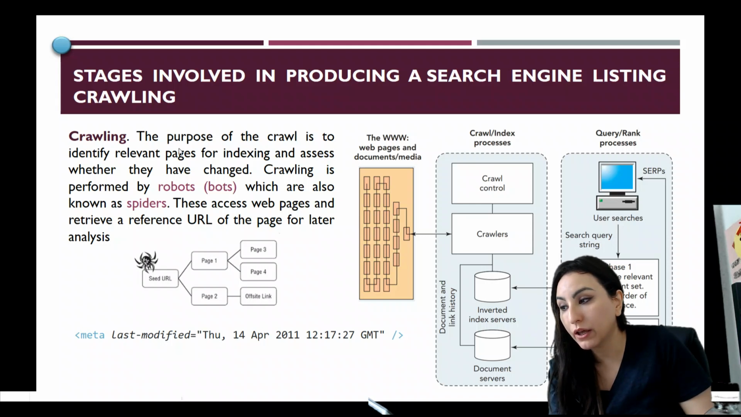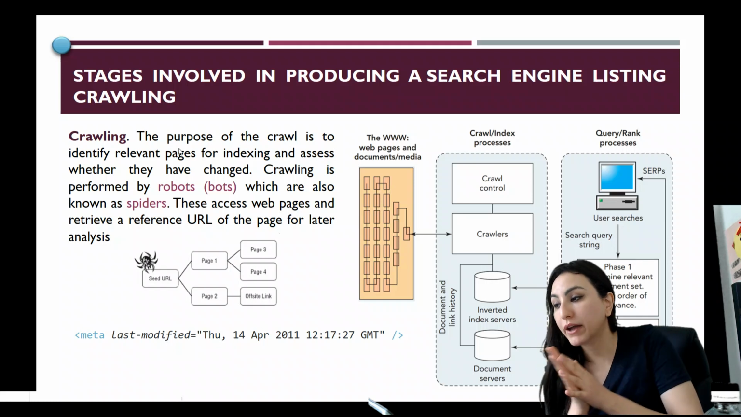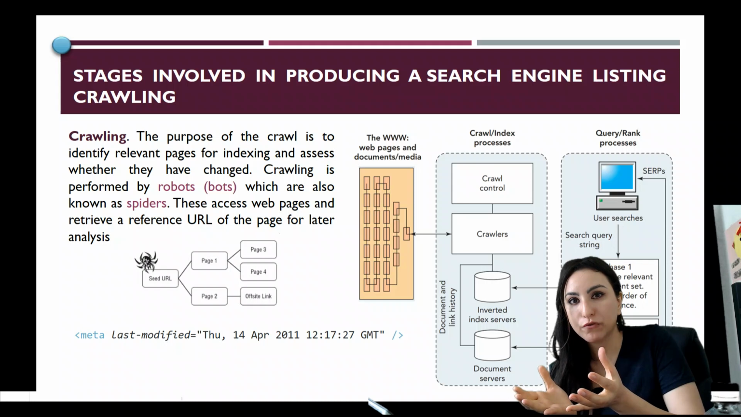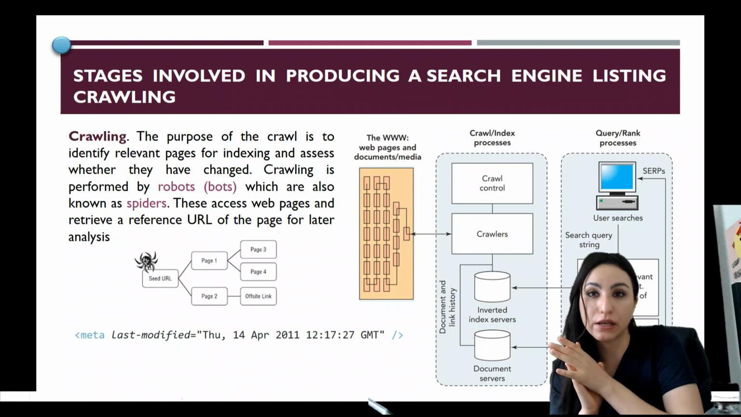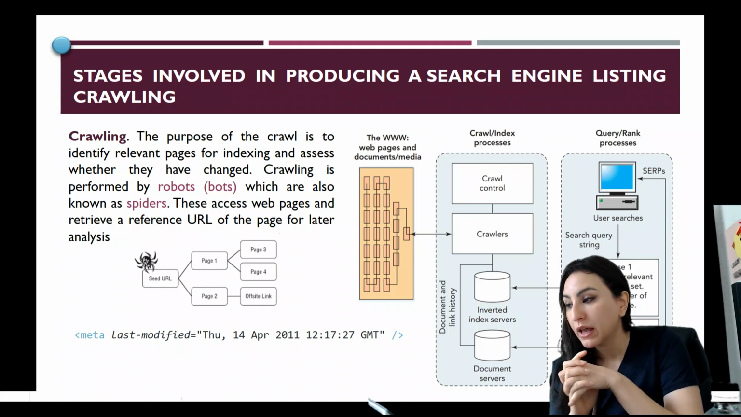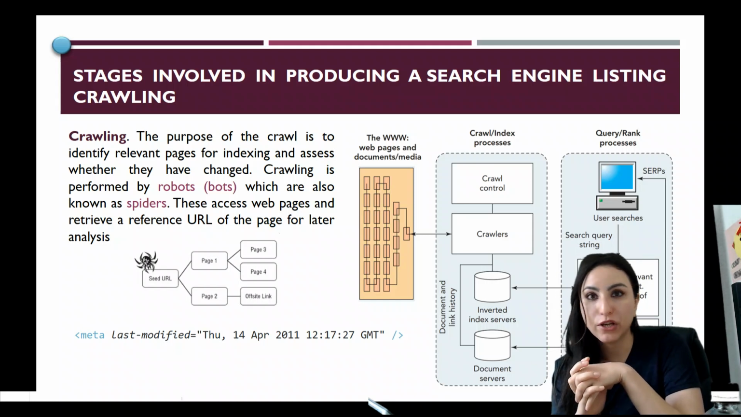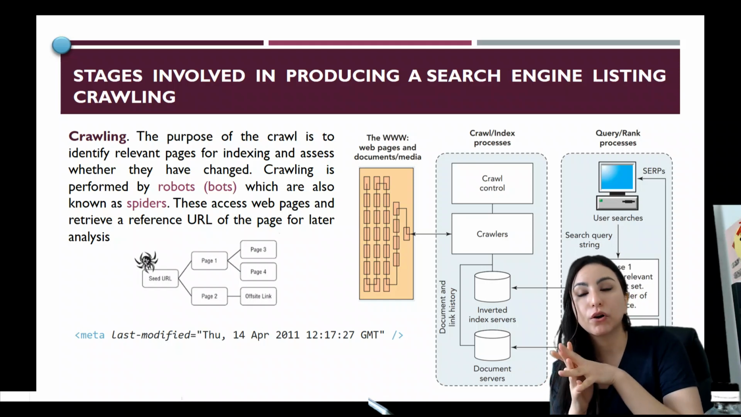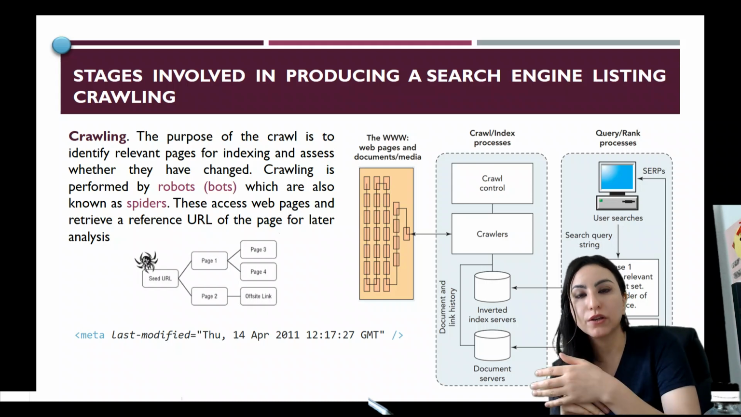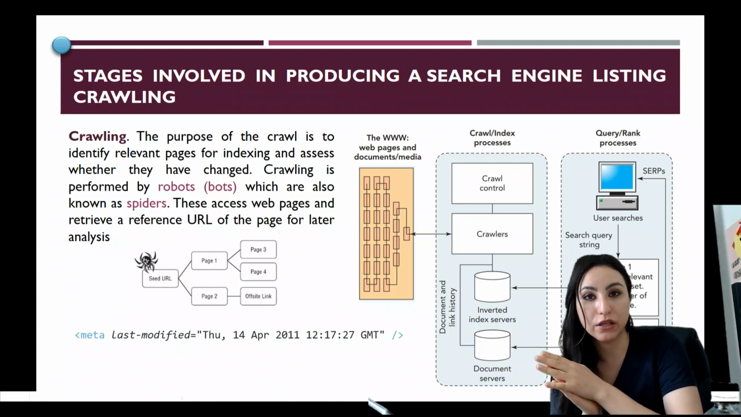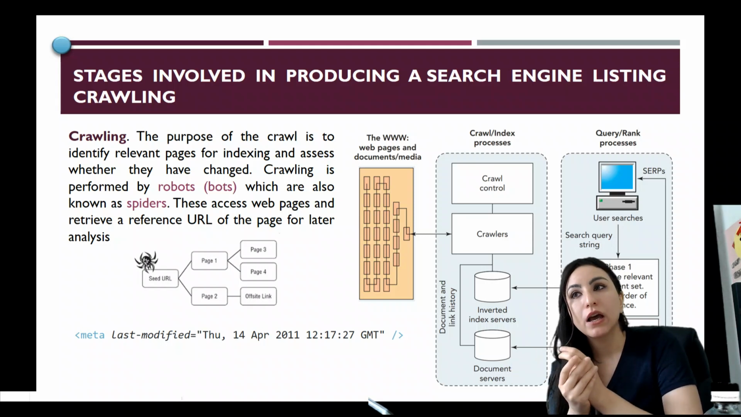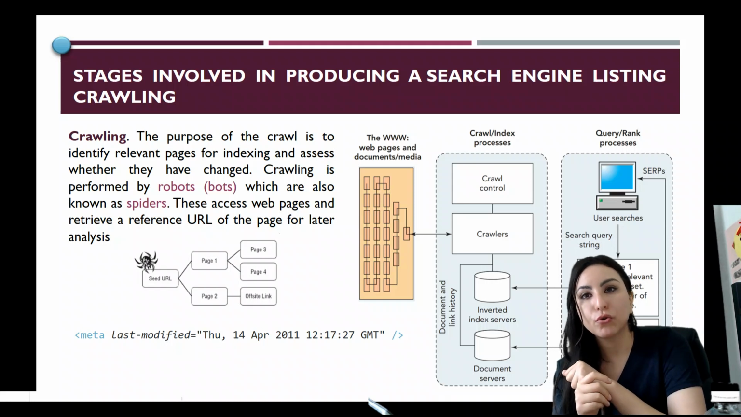All right, the stages involved in producing that search engine results page. First one is crawling. The purpose of crawling is to identify the relevant pages, and this identification of relevant pages is fed into the next stage, which is indexing. Assessing whether they have been changed also. The first time you get your website indexed, the crawler might visit your website in stages and cover all the pages depending on how big your website is. And then once this is done, occasionally the crawler will come and visit your site.